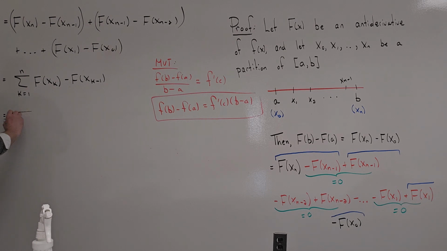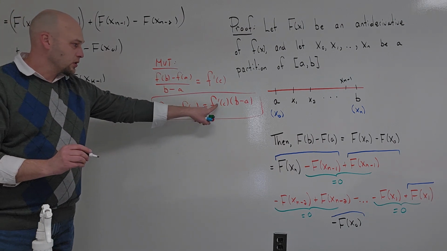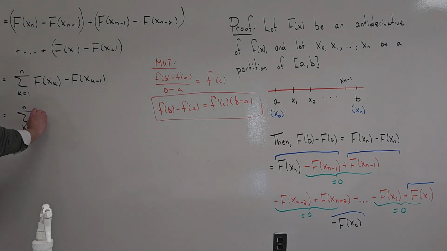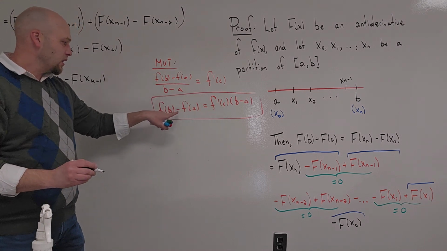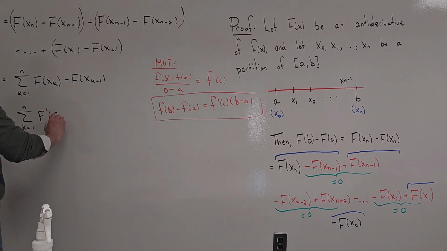This would give me the sum from k equals 1 to n. And again, so how exactly is this going to get replaced? I've got the difference of function values. So the difference of function values is equal to a derivative of that same function. This would be f prime. What do I plug into it? C. C is some value between a and b. I'll label this then as ck.